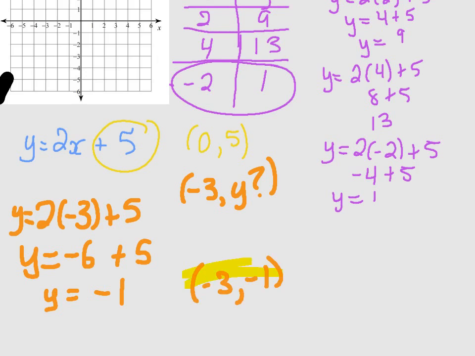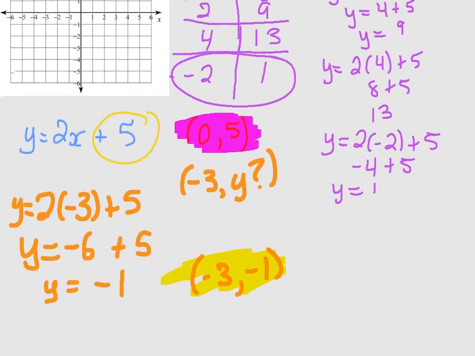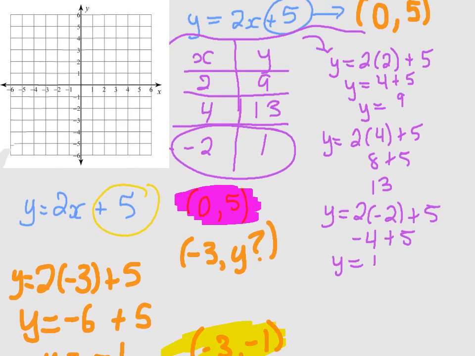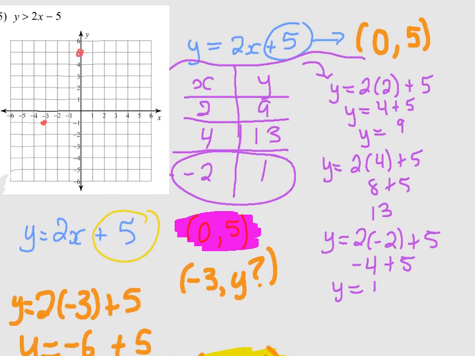If I have that point here, that means I can plot it on my graph. So let me plot the negative 3, negative 1 first. Negative 3, negative 1 is over here somewhere, and my 0, 5 is here. And again, I just draw my line. Let me do it like this here. Okay, so my line is drawn.